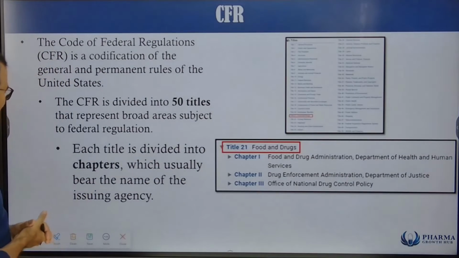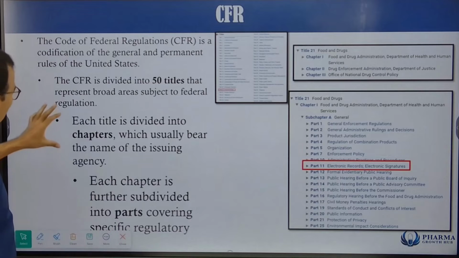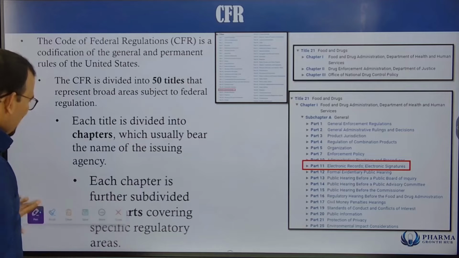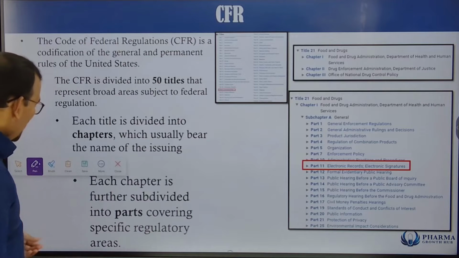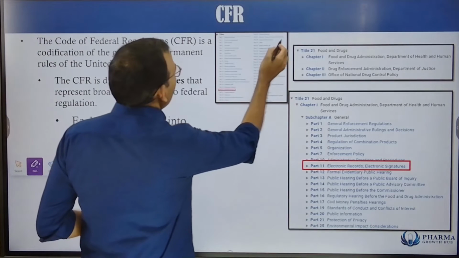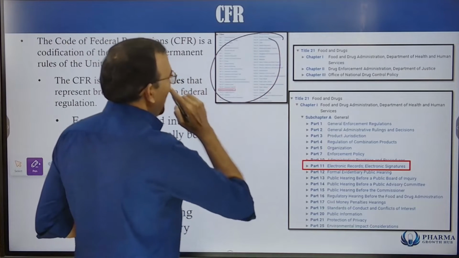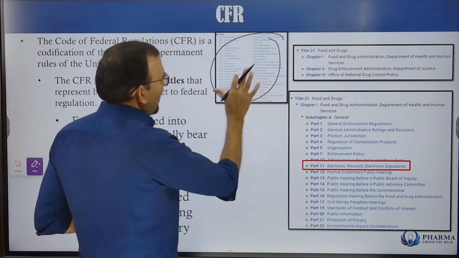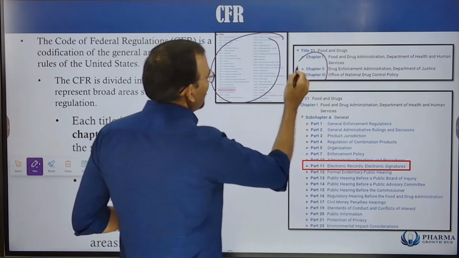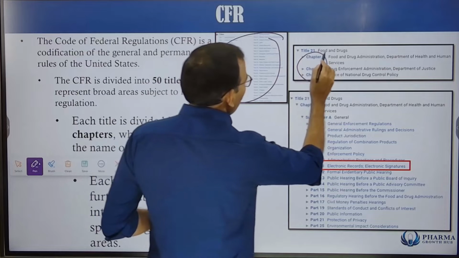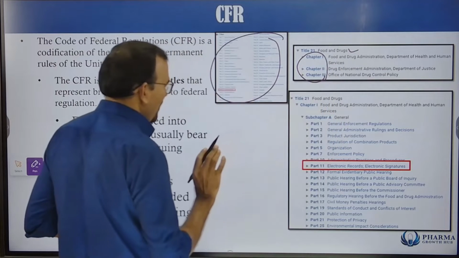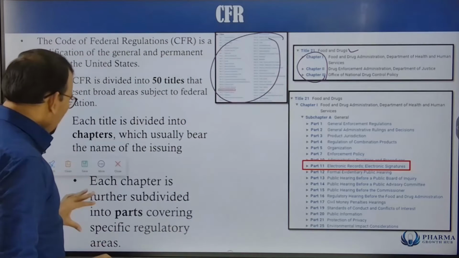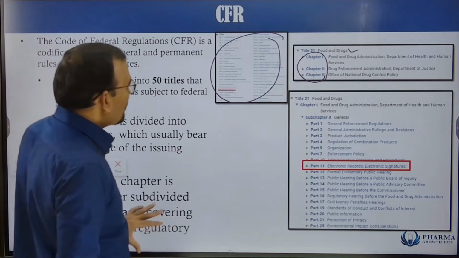What happens after the chapters? Here we go. Each chapter is further subdivided into parts covering specific regulatory areas. These are the 50 titles, and every title can have multiple chapters, like title number 21, Food and Drugs, which has 3 different chapters. Further, each chapter can be subdivided into parts covering the specific regulatory requirements.